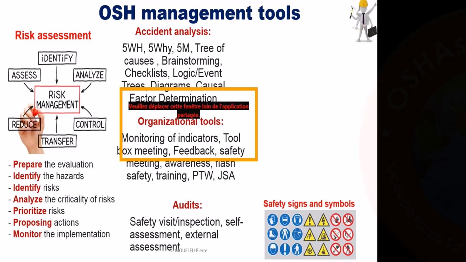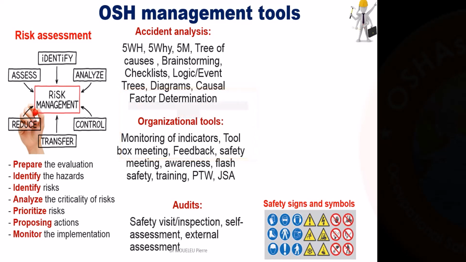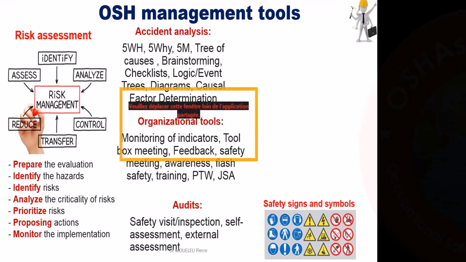We also have the safety meeting. It is a meeting that can go up to 2 or 3 hours with the top management and people in charge of occupational health and safety in the company. We have awareness. We should have a particular awareness program. We have the flash safety.